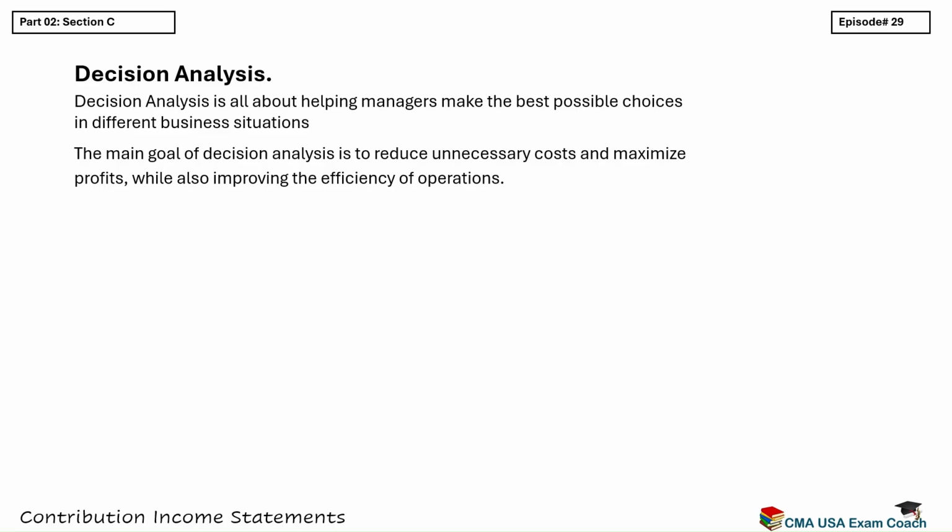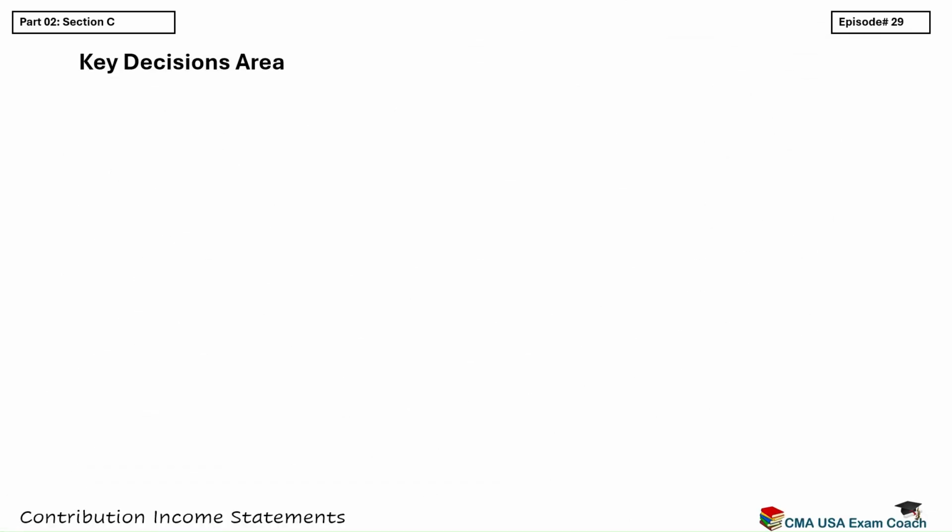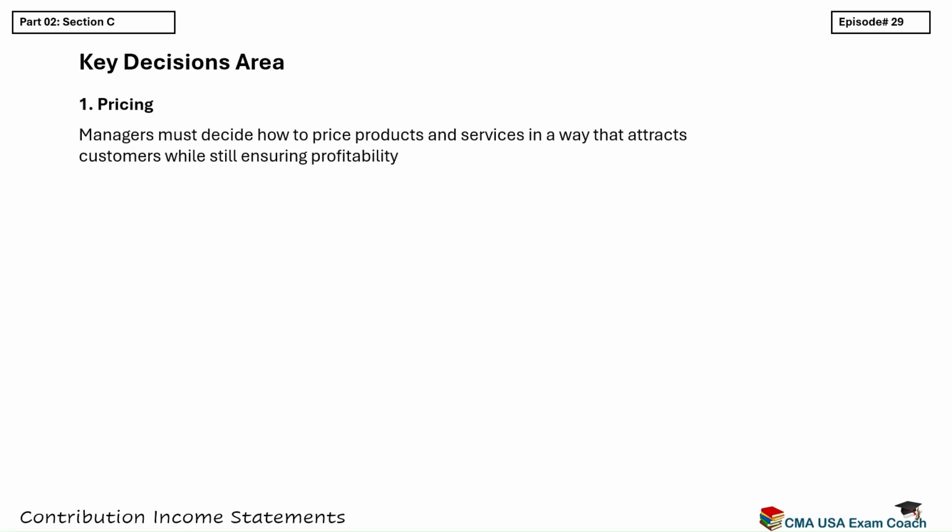Now, let's look into the major areas where managers are required to make key decisions. Pricing: managers must decide how to price products and services in a way that attracts customers while still ensuring profitability. This involves analyzing cost structures, competitor pricing, customer demand, and profit margins to set a price that supports the company's goals.